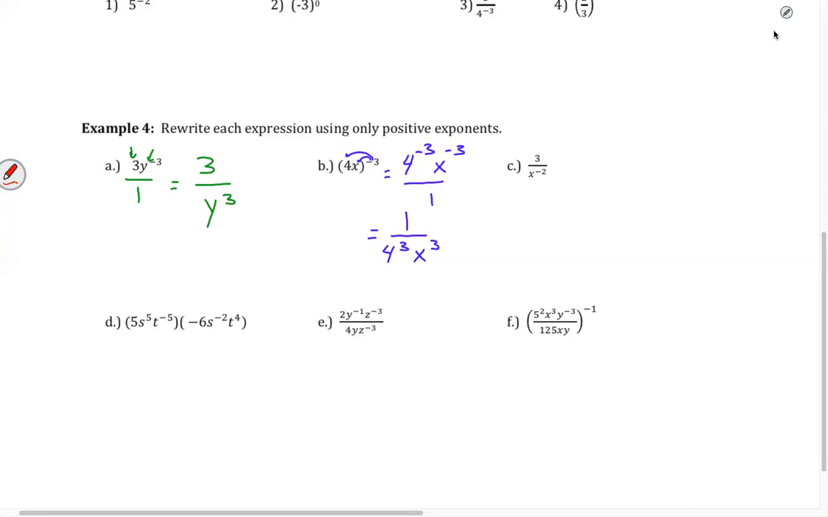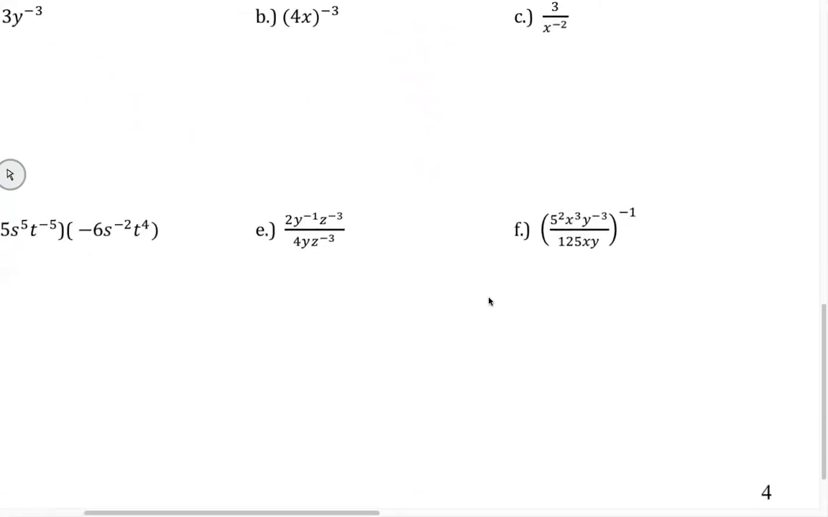C, well, the 3 has a positive exponent, so that can stay up top. Then x to the negative 2 is a negative exponent. That can't stay there, so it's down bottom, so it goes up top. And then there's nothing left here, and I don't have to put anything there, whereas I did with B, because it's understood to be a 1. And anything divided by 1 is just that thing. Now let's really focus on D, E, and F.